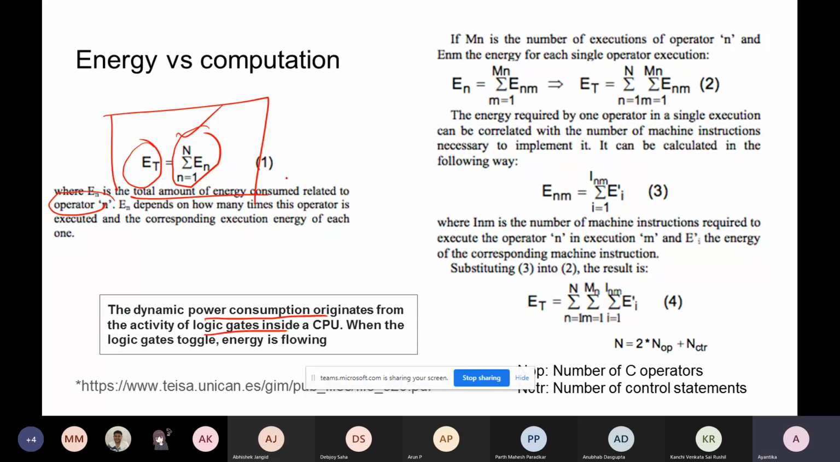Now if you go into detail, if MN is the number of executions of a particular operator N, and EN is the energy required for a particular operator, then this is the total energy requirement to execute this particular operator MN times. This is for a simple operator.